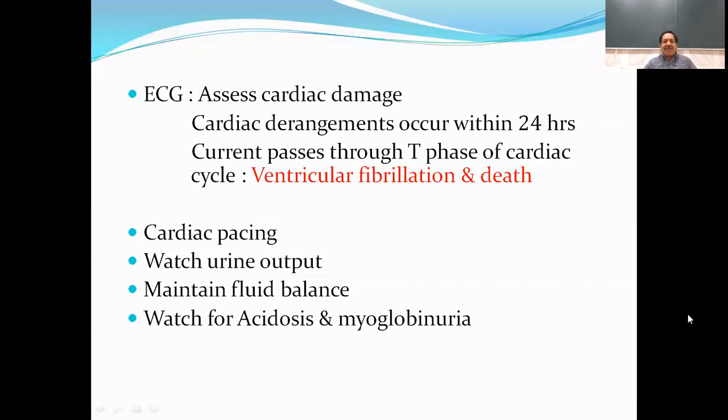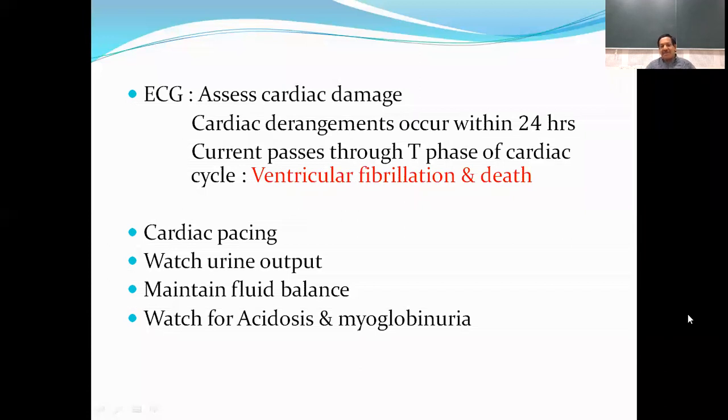to assess the cardiac damage. Cardiac derangement can occur within 24 hours when the current passes through the T phase of the cardiac cycle. Ventricular fibrillation and death can occur instantly because this current interferes with cardiac pacing, sometimes associated with myocardial damage, sometimes not associated. But it interferes with cardiac pacing and can produce ventricular fibrillation and instant death. The fundamental thing is there is acidosis and myoglobinuria. Myoglobin is released because of the damage to the muscles.